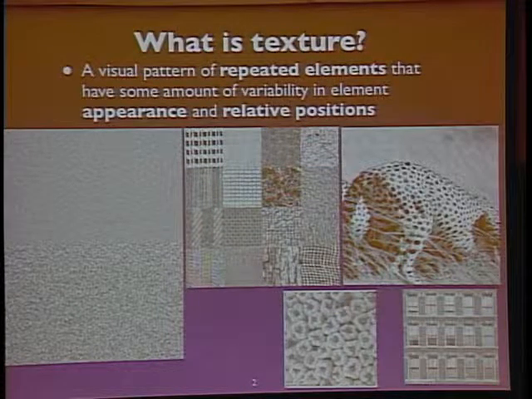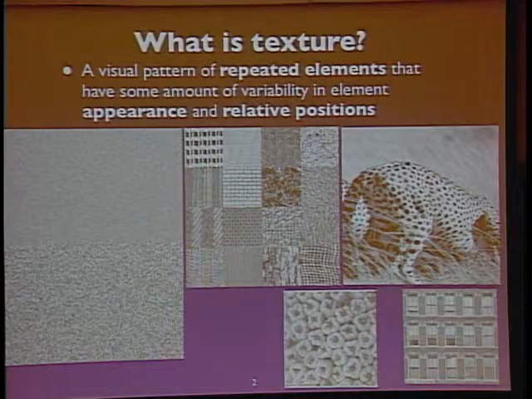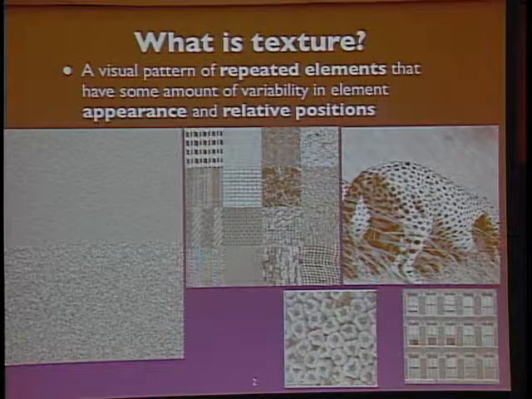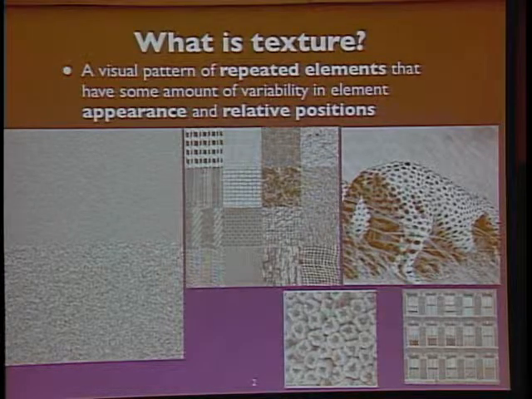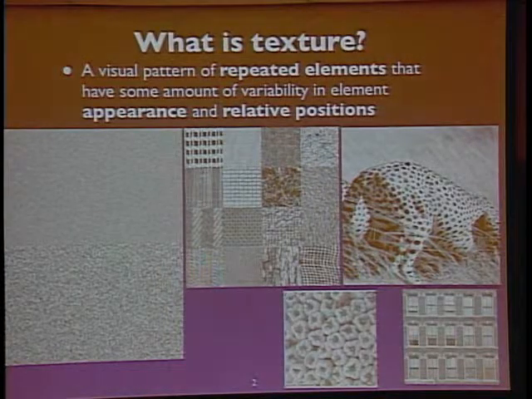So these are the key notions in a texture. You have one type of element that is repeated over and over again, and the thing that varies from element to element is both how it appears and its relative positioning with respect to the other ones.